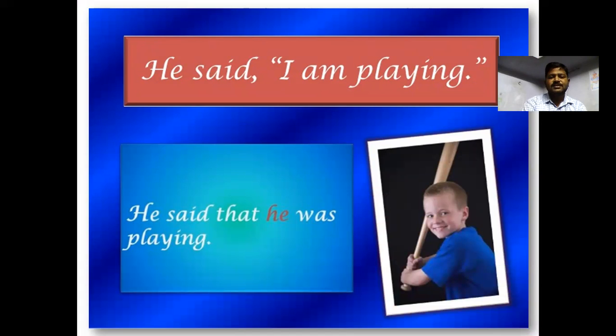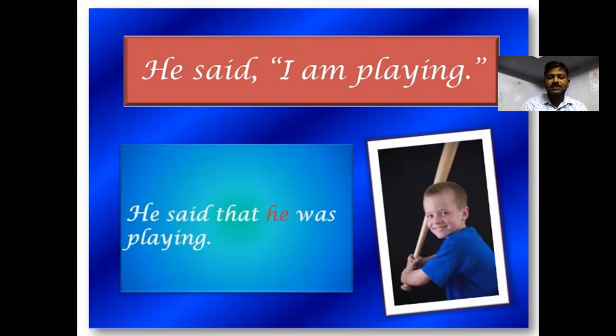Look at the sentence. He said, "I am playing." He said that he was playing. Why? Because look at the sentence. He said, "I am playing." First person said, and the second person and the third person are observing here. He said, "I am playing," and it's a sentence that was a completed action.